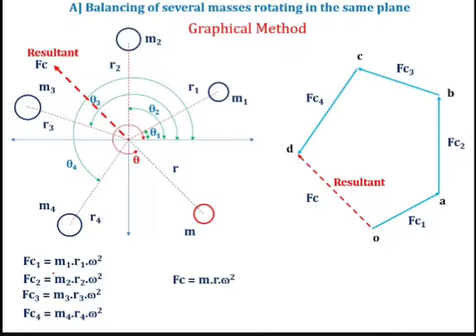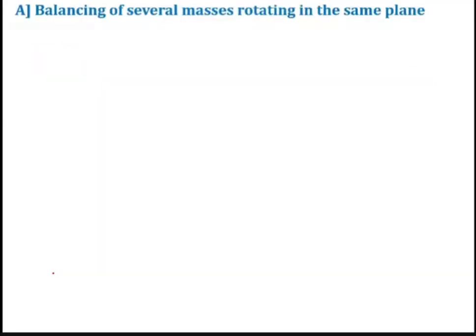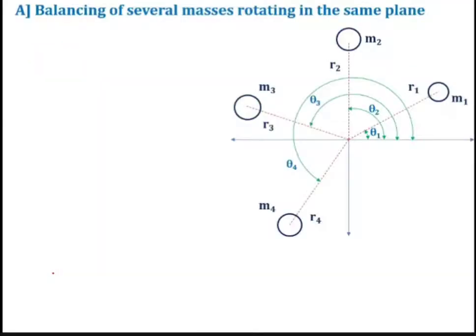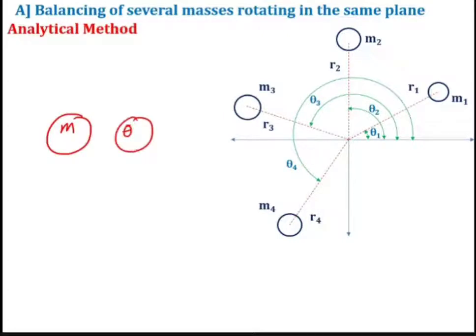So this is the procedure to balance the several masses rotating in the same plane. I hope you have understood this. So now again, balancing of several masses rotating in the same plane. Let us understand the analytical method. In the analytical method, normally there is no need to draw the space diagram, but just for your reference, I have plotted the space diagram here. So again, I will get the same balancing mass and the same angle theta. Just the process is different in the case of the analytical method. So let us understand. Now this is the space diagram.